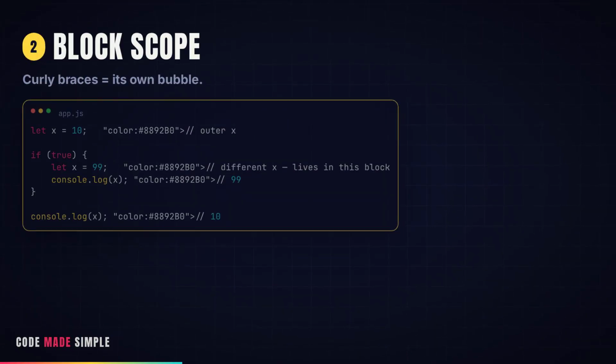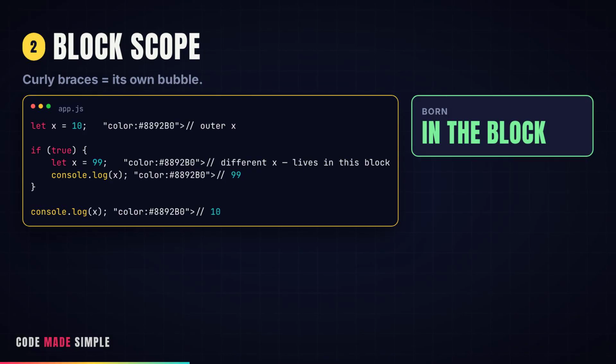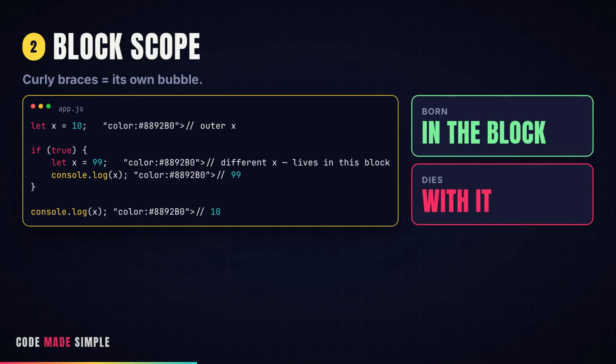New in modern JavaScript, block scope. Anything inside curly braces, like an if, a for loop, a while, creates its own little bubble. A variable born in that bubble dies with that bubble. That's how you can have two x variables that never fight.